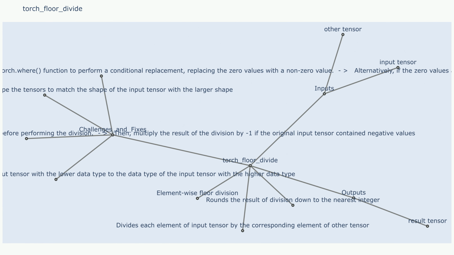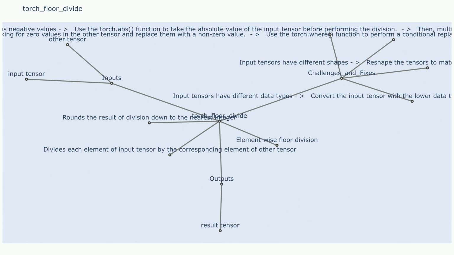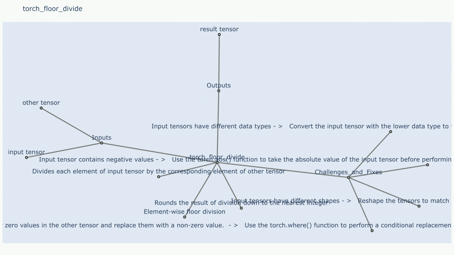Challenge 2. Input tensors with different shapes. The floor division operation requires that the input tensors have compatible shapes. If the shapes are not compatible, broadcasting will be applied.